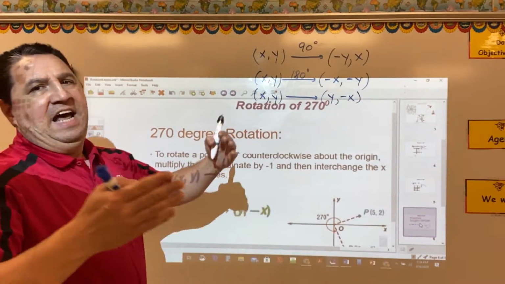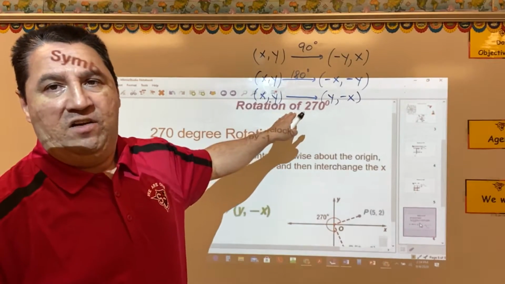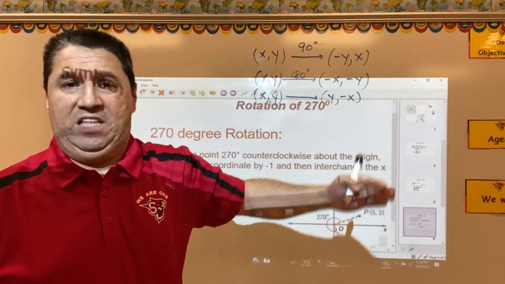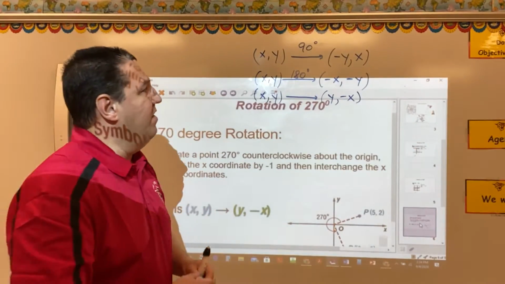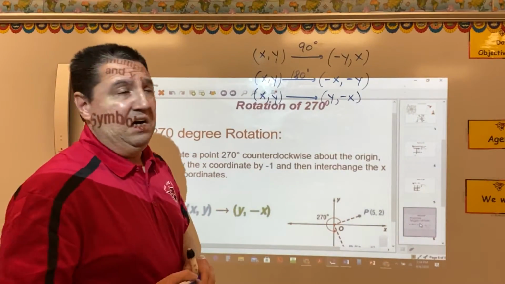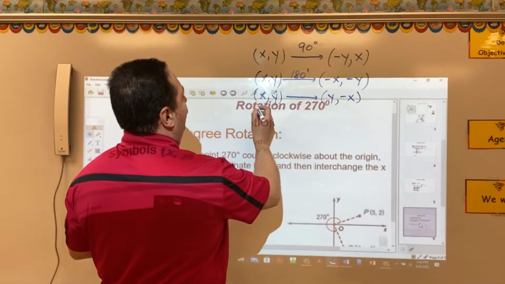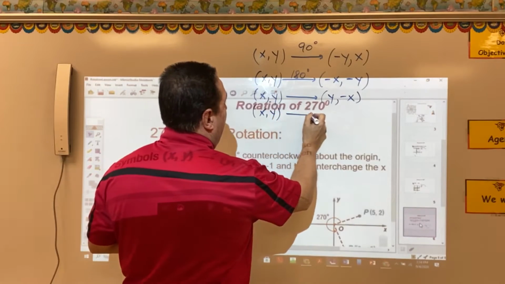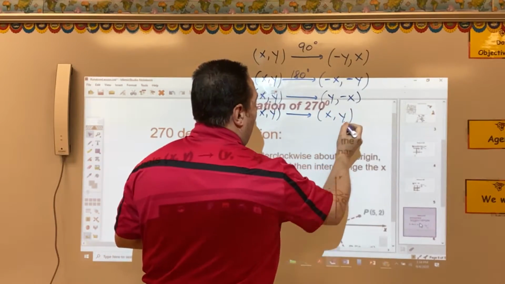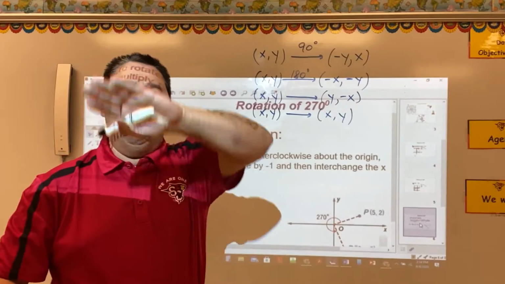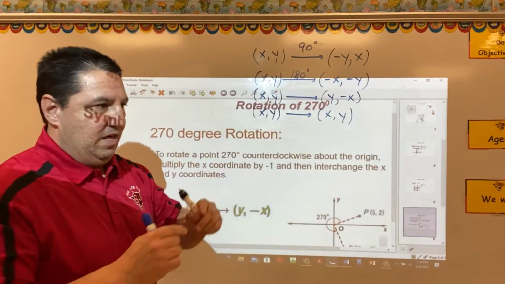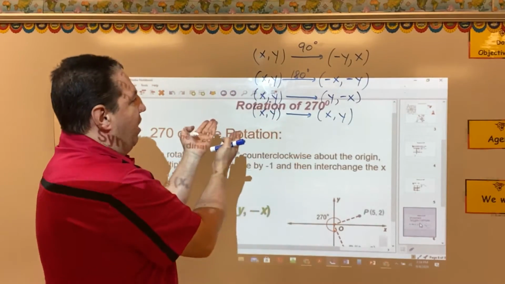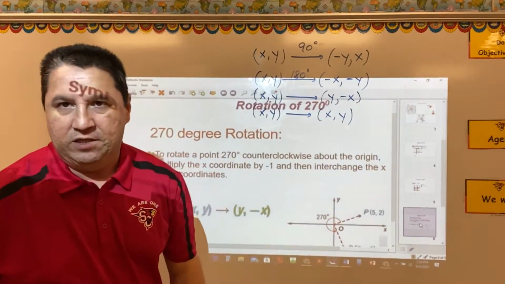Of course, another special angle of rotation is a rotation of 360. It is a complete turn. But the rule of such a rotation would be (x, y) becomes (x, y). Why? Because after a full turn, the point ends up in the same position. That's why (x, y) turns into (x, y).